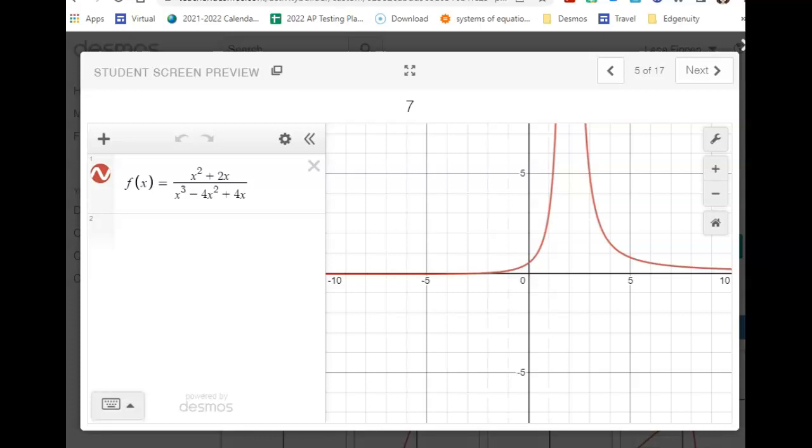We want to know what happens as x approaches 0. So as x approaches 0, when I get to 0, it's undefined. But on either side of 0, when I get those numbers, what do you think I'm approaching? 0.5? 0.5.